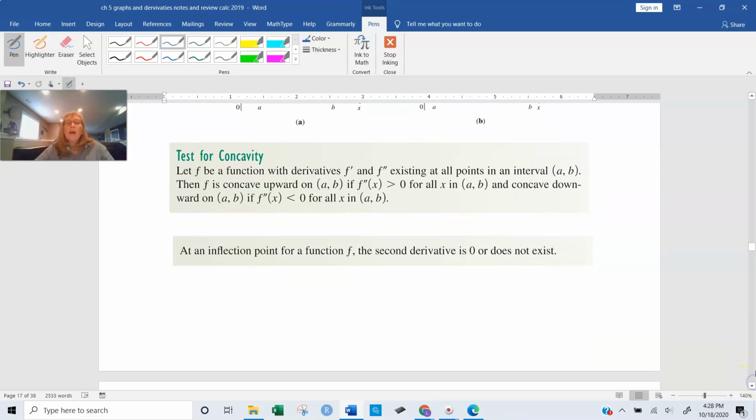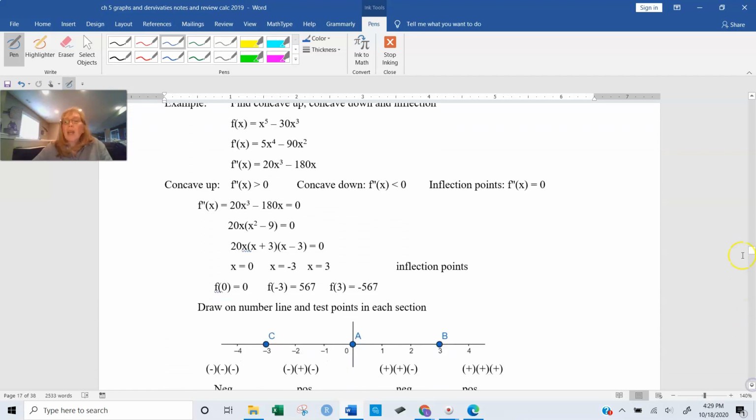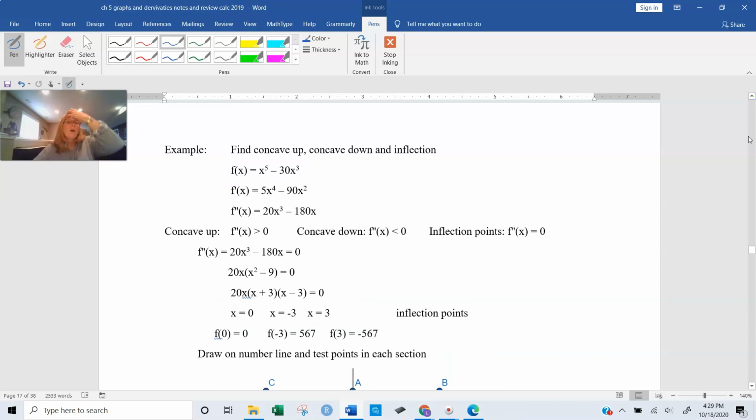So the test for concavity is your second derivative. We're going to find second derivatives and find out if it exists and then if it's opening up or down. It works very similar to the first derivative test, except the first derivative just gave us answers, and the second derivative actually gives us concavity. Both are very helpful. I want to know concave up, concave down, and inflection points. That's all we're looking for. Nothing major yet.